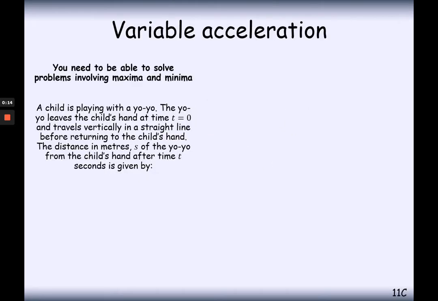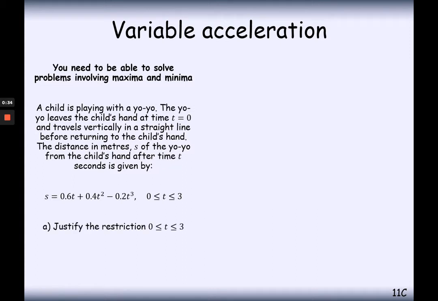So a child is playing with a yo-yo. The yo-yo leaves the child's hand at t equals 0, travels vertically downwards before returning to the child's hand. The distance in meters s of the yo-yo from the child's hand after t seconds is given by this formula. It's valid for when t is between 0 and 3.